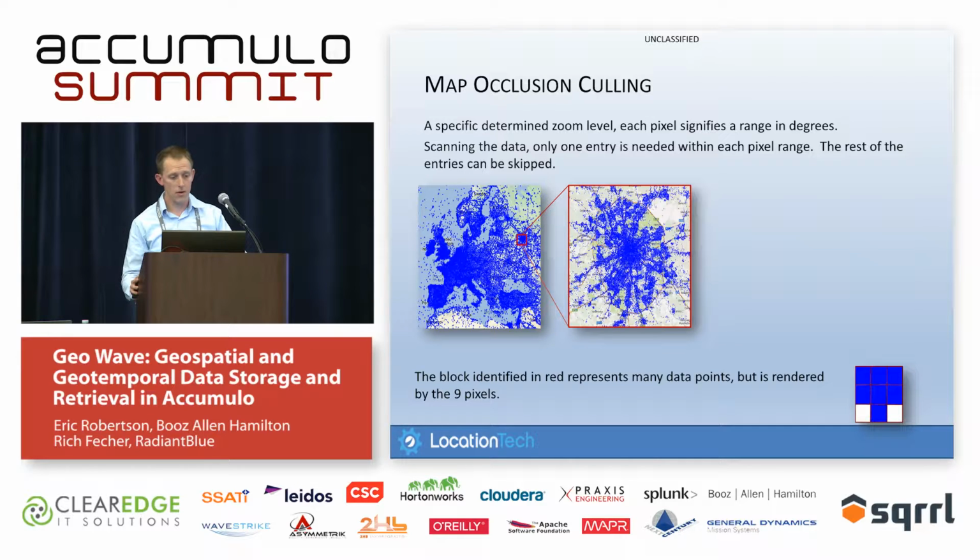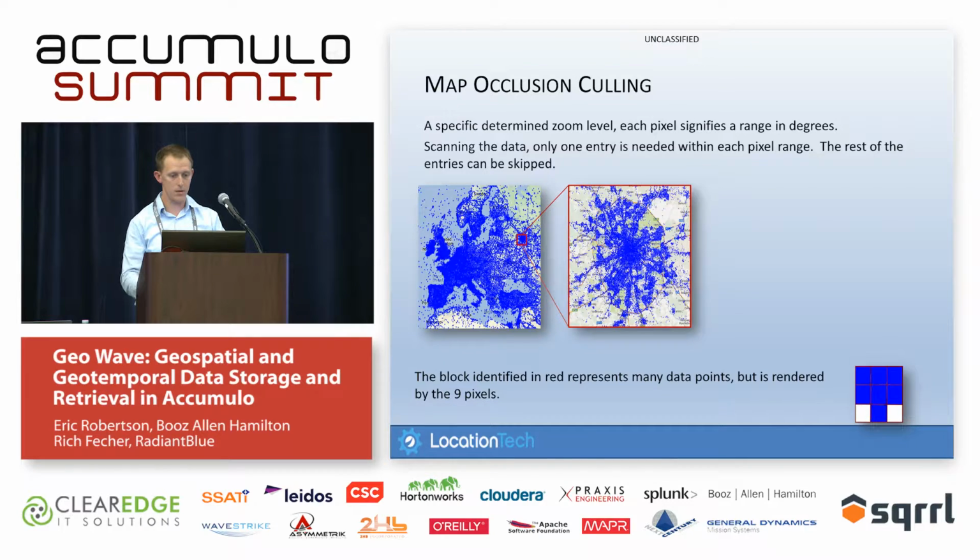One is what we call occlusion culling, where we can figure out, based on your map request, what resolution on the space-filling curve you're looking at, and there's only so many pixels you may be able to render, so we're able to scale that way. We can skip at that point on the space-filling curve that represents a pixel.